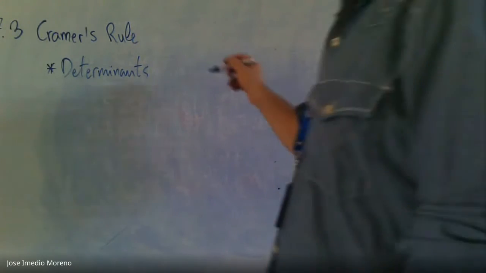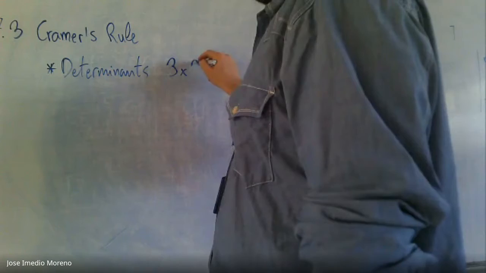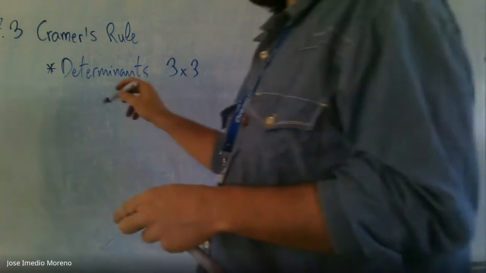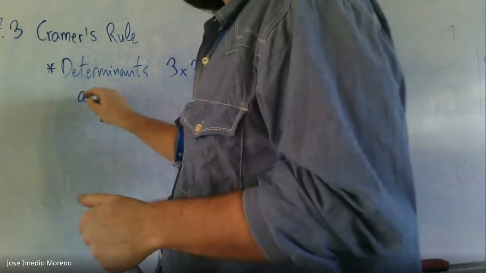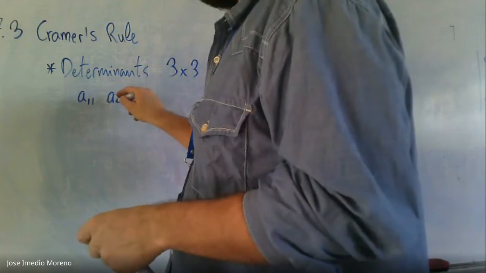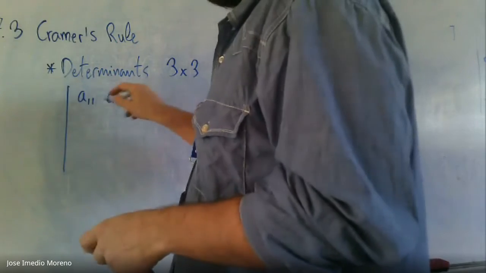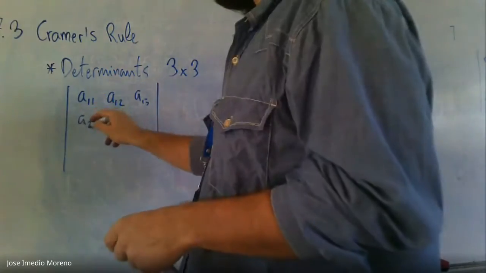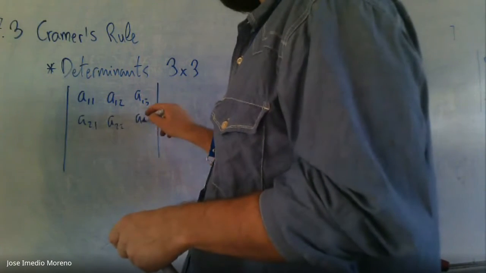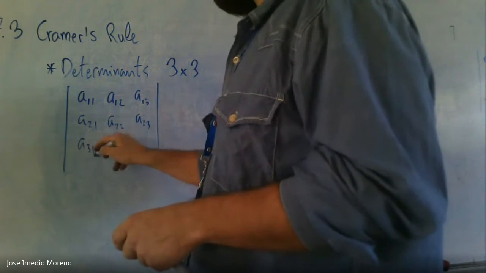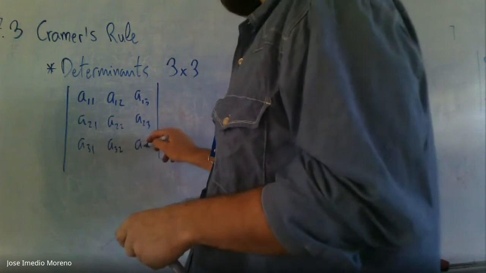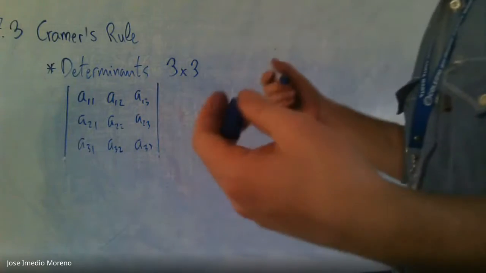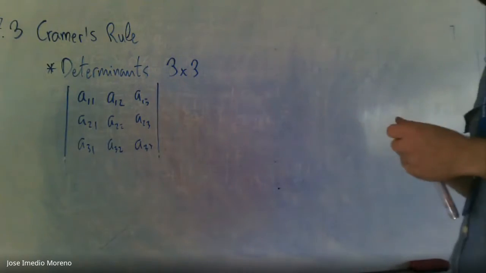Okay, so determinants 3 by 3. Let's take a determinant like this: A11, A12, A13, A21, A22, A23, A31, A32, A33. How can we compute this?